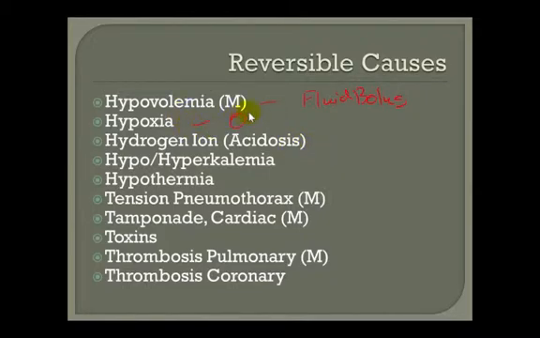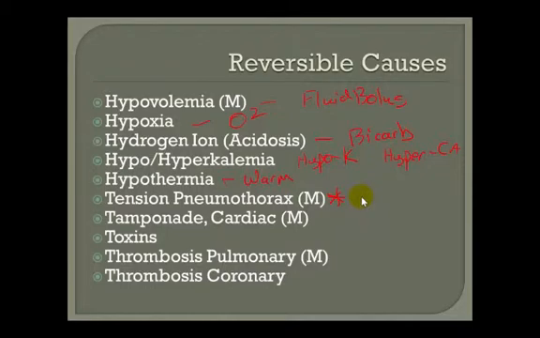Hypoxia, oxygen. Hydrogen ion, and this is going to be bicarb. This is going to be our answer for that. Hypokalemia, for the hypo, it's going to be potassium. For the hyper, something a little different, which would be calcium chloride. And it doesn't really do anything for the hyperkalemia, but it allows the heart to function in a hyperkalemic environment. Hypothermia, warm them up. Tension pneumothorax, restore intrathoracic pressure.